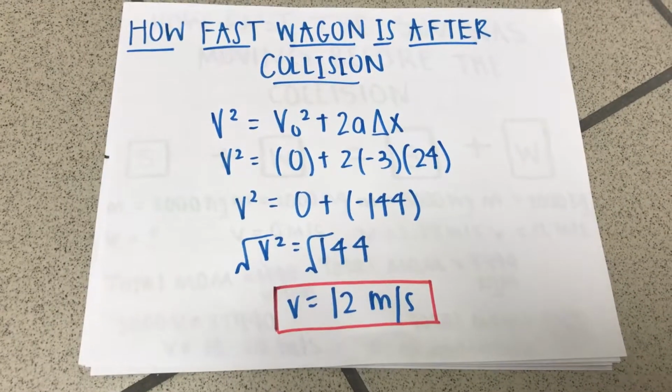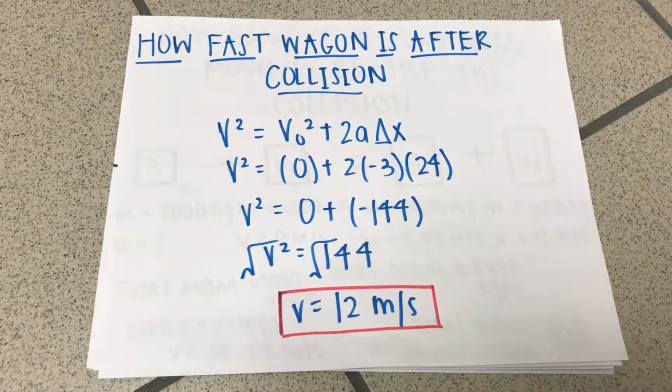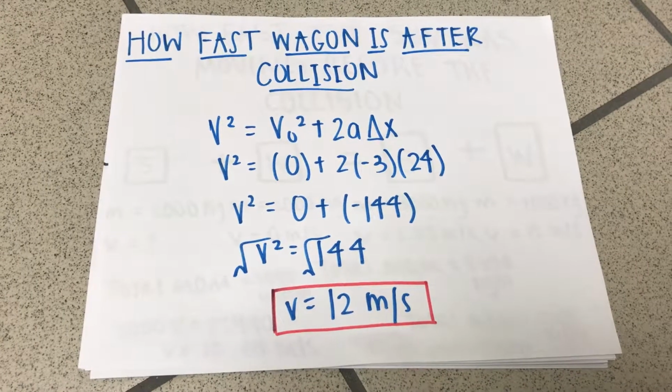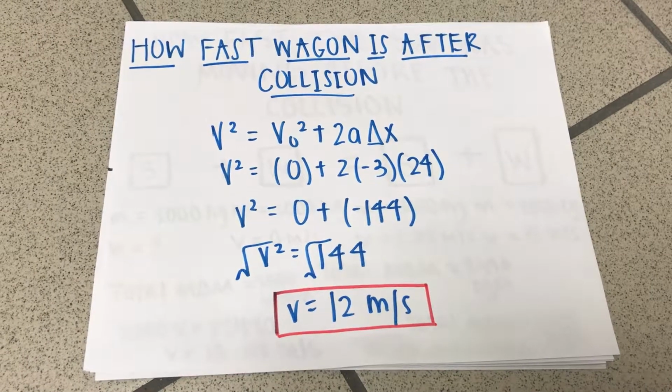For the wagon, the same formula is used, but the final velocity is being found instead. V naught squared is 0 since it was initially at rest. Acceleration and distance are once again given. Plug everything in, and the answer is 12 meters per second.